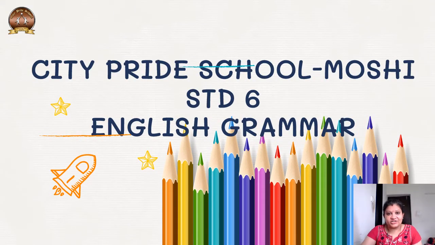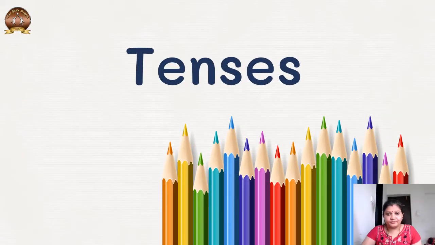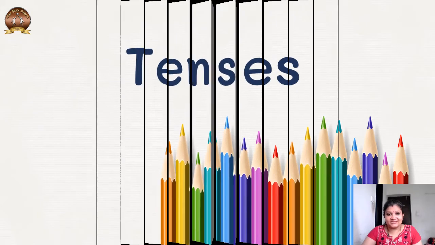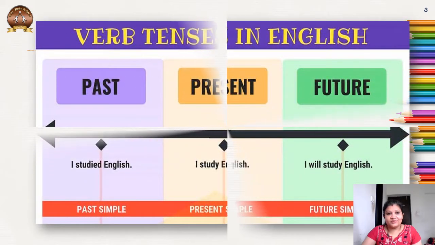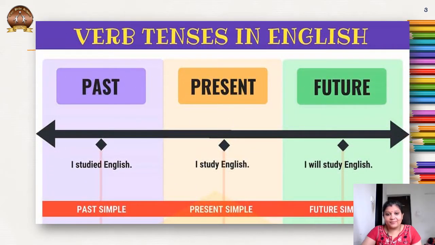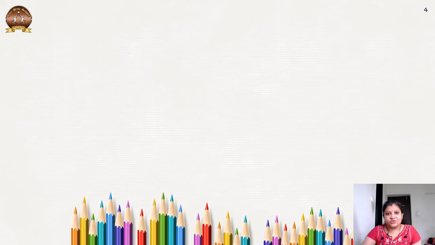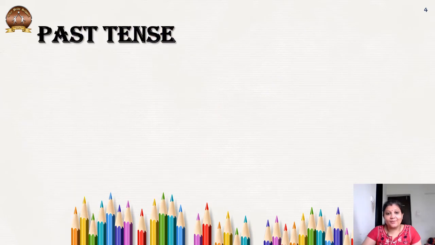Today we will continue with the topic tenses, and we are going to study about past tenses. Okay, so tenses are of three kinds: past, present and future. Present, all four types we have done. In this video we will learn about past tense.